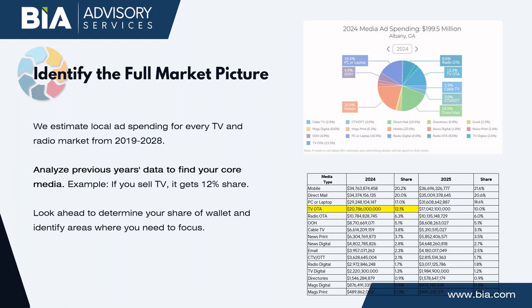Thanks, Celine. As Celine mentioned, BIA's data categorizes your market into 16 different media from the years 2019 through 2028. To start, you want to gain a comprehensive understanding. Start by identifying your media share of the overall advertising market, then analyze previous and future years to observe any changes and anticipate future trends. In addition, you can examine your competitor shares to uncover potential sources of new revenue.